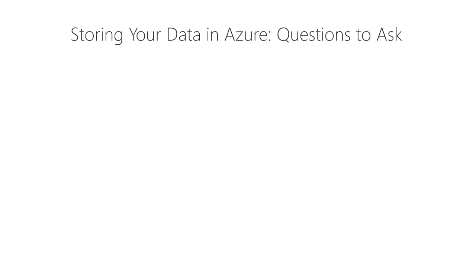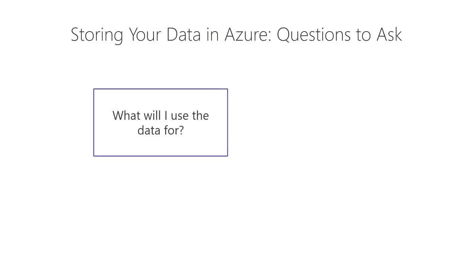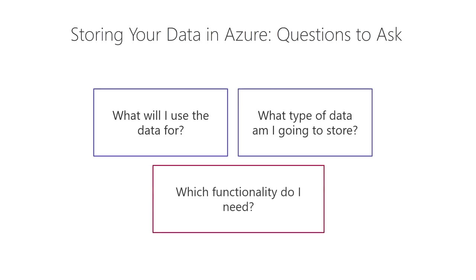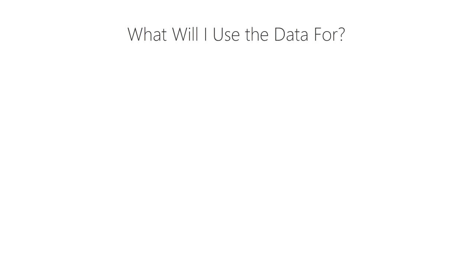How do I do that? Again, the same thing. I have a couple of big picture questions that I ask to narrow down the services. First one is, what will I use the data for? Kind of obvious, but we'll get to that. And what type of data am I going to store? And then again, I'm going to look at my requirements and see if the services fit with the functionality.